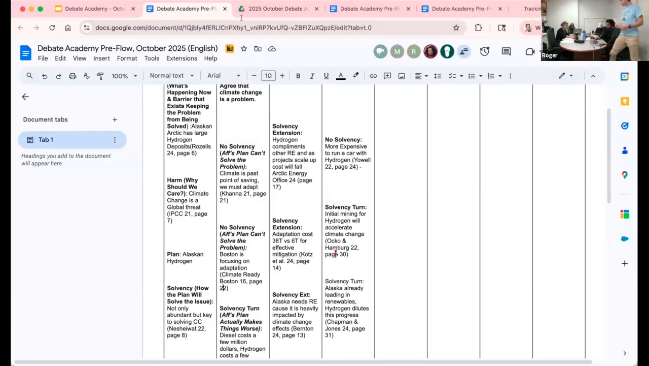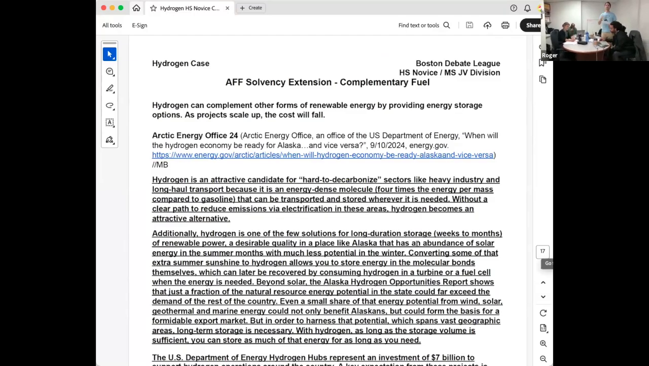So I'm just going to go into my speech. Hello, judges. I'm Roger. I'm representing the affirmative team, and I'm going to tell you all about why you should vote for us. So my first argument is from page 17, that hydrogen can complement other forms of renewable energy by providing energy storage options. And as projects scale up, the cost will fall. This is from the Arctic Energy Office in 2024.